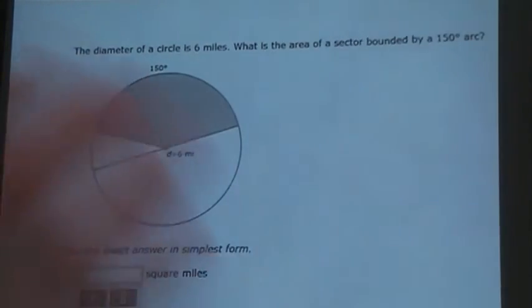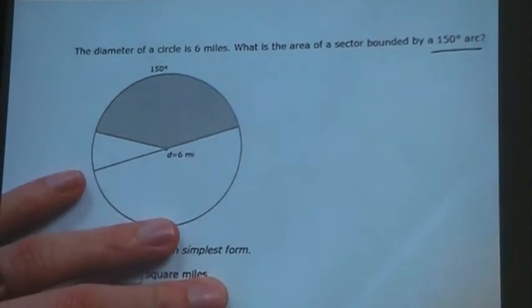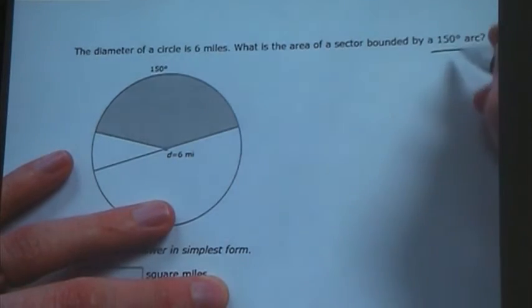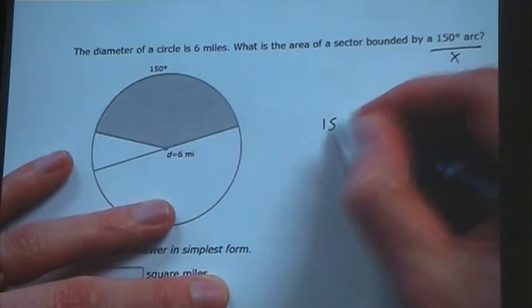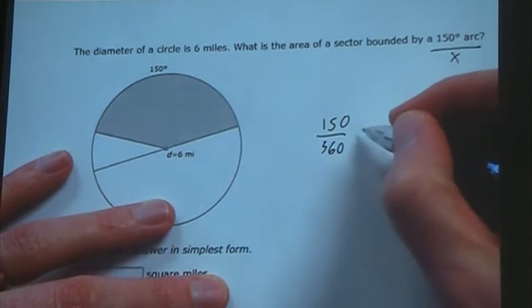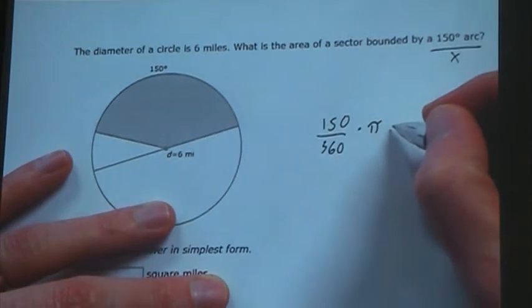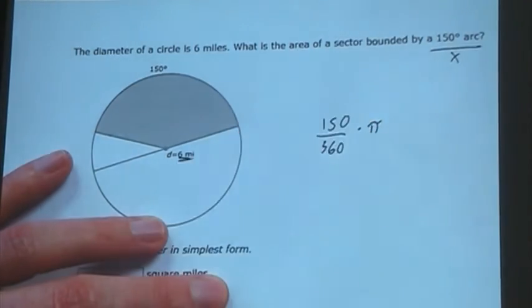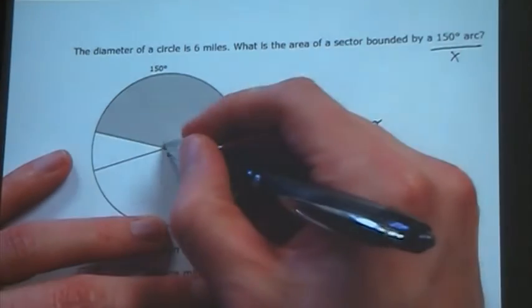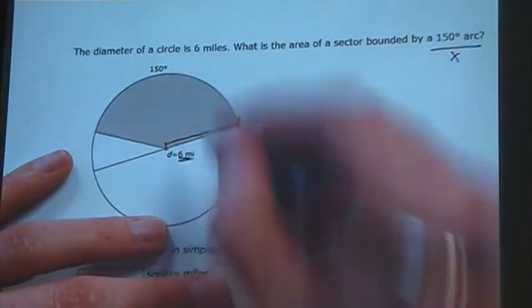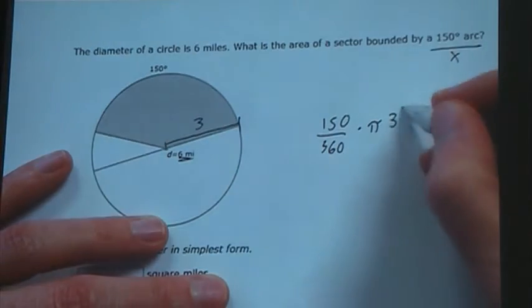Diameter is 6 miles. What's the area of the sector bound by a 150-degree arc? So we have our arc length, that's our x, times pi r. What's my r? Is it 6? No, I want my radius, and my radius is going to be half of 6, which is 3. Cool.